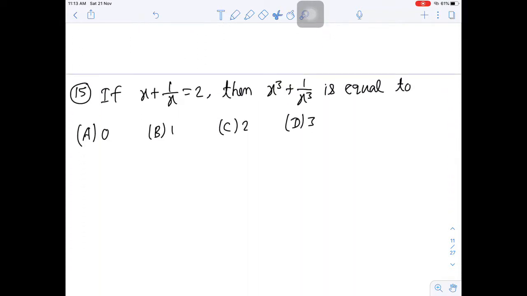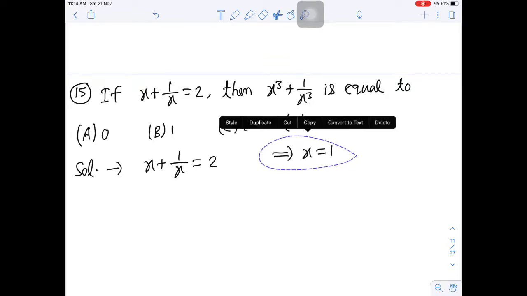Okay, then question number 15, if x plus 1 by x equal to 2, then x cube plus 1 by x cube. Such kind of questions are very easy. Whenever you have x plus 1 by x equal to 2, you can remember that directly you can say that x will be equal to 1. How can we get it? We can get it either by quadratic equation or by arithmetic mean, geometric mean, AM greater than or equal to GM. Okay, so how can we get it by the equation?